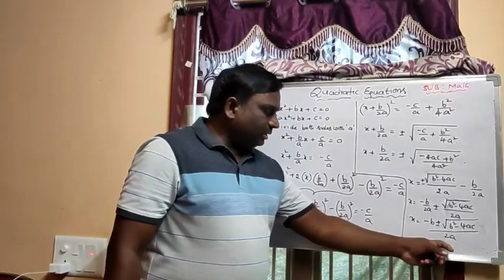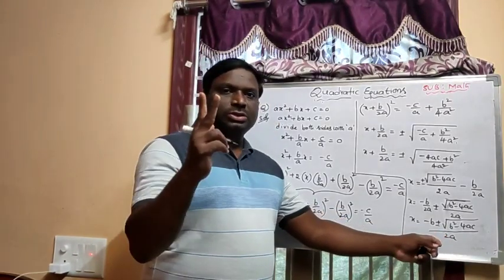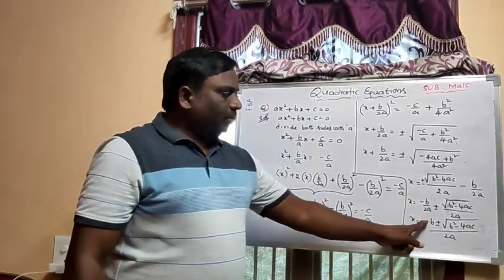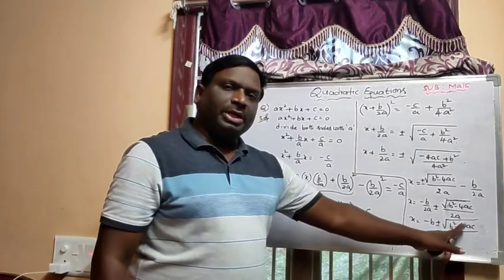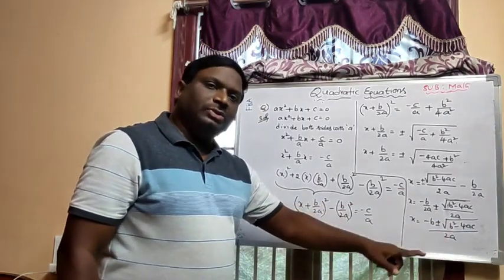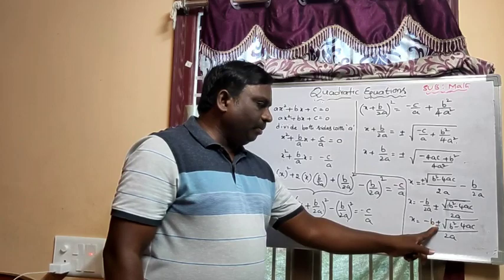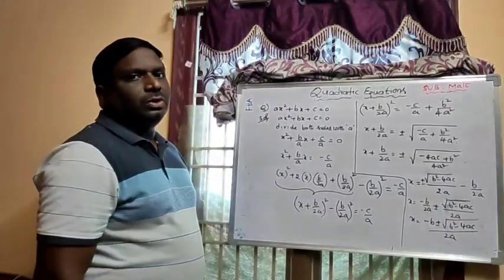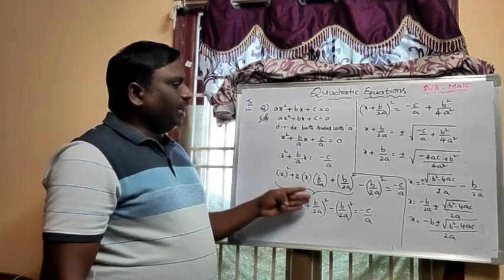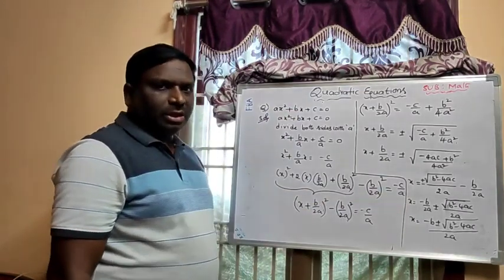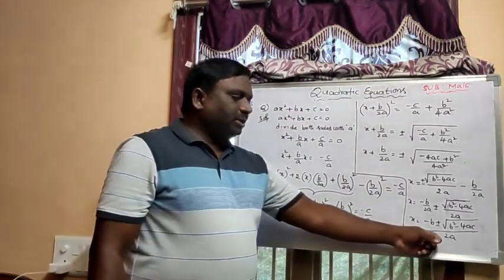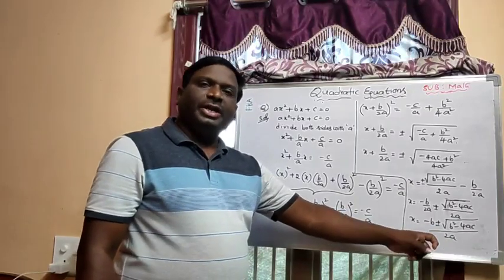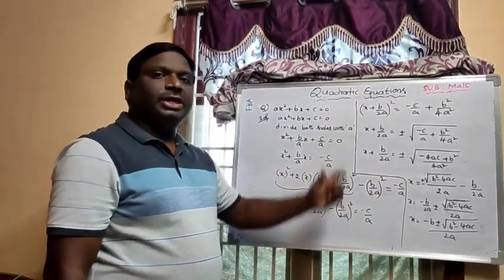In this expression we got two solutions. One solution is minus b plus square root of b square minus 4ac by 2a, and another solution is minus b minus square root of b square minus 4ac by 2a. Total two solutions we got by using completing square method. And this is the formula for finding the solutions of any quadratic equation.